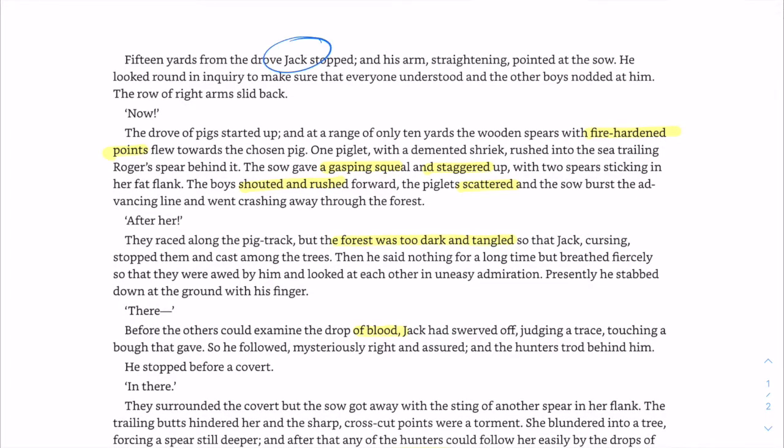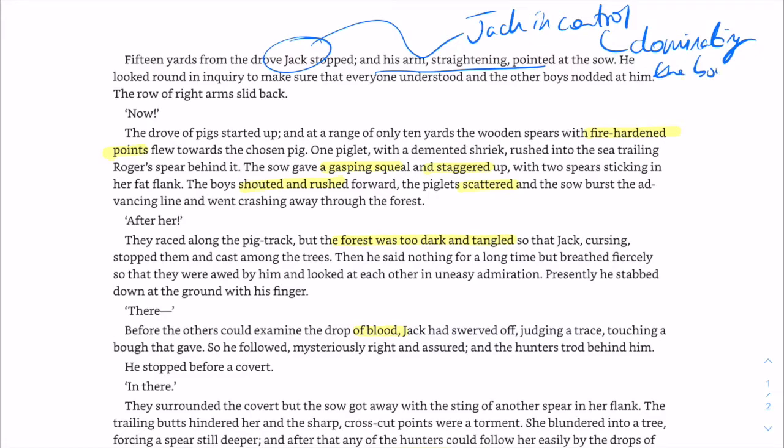And we have there this position of Jack being in charge of the hunters. It's Jack in control, Jack who is leading them. We have his arms straightening and pointing. He's dominating the boys, and he's in total control at this moment of this group of boys. He is really assuming the position of an authoritarian figure. Okay, no more democracy here with Jack. He is an authoritarian figure in total control of the boys.